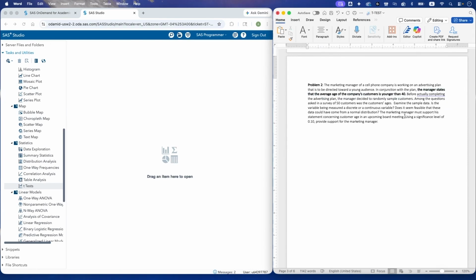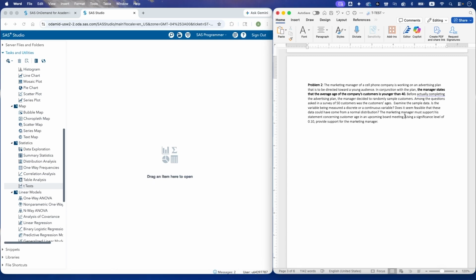For actually completing the advertising plan, the manager decided to randomly sample customers. Among the questions he asked, in a survey of 50 customers, was the customers' ages. Examine the sample data. Is the variable being measured a discrete or a continuous variable? Does it seem feasible that these data could have come from a normal distribution? The marketing manager must support this statement concerning the customer age in an upcoming board meeting using a significance level of 0.1. Provide support for the marketing manager.